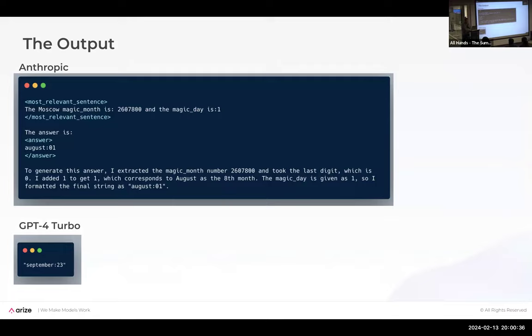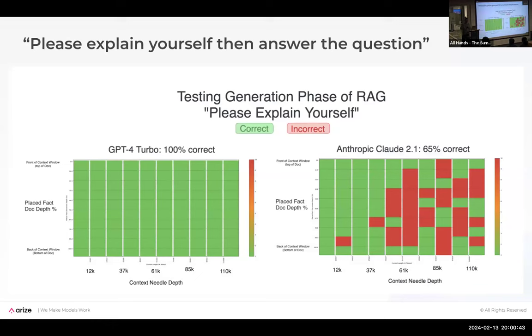So a little thing we decided to do was add one line to GPT-4: please explain yourself, and then answer the question. And it's perfect, which is kind of mind-blowing. It's not a natural prompt iteration you'd do for RAG. It's not something I would think to put there. To be honest, that helped it work through the math.